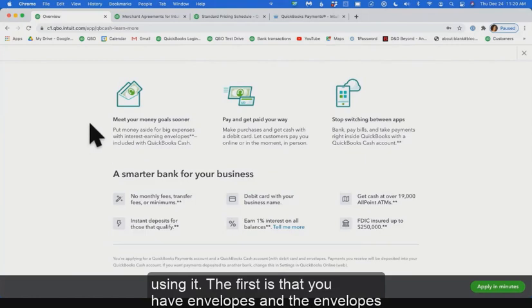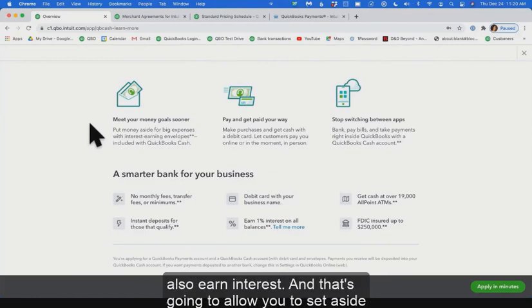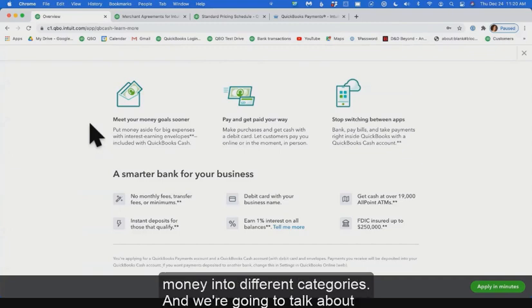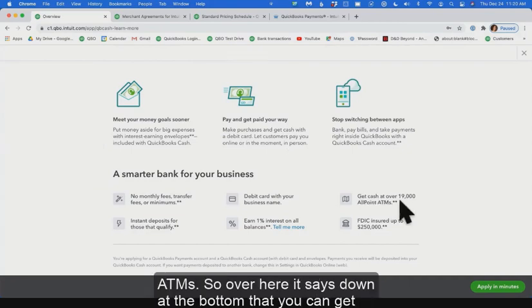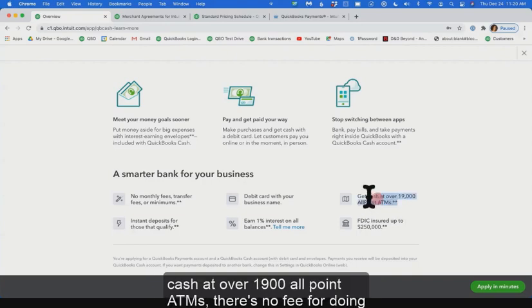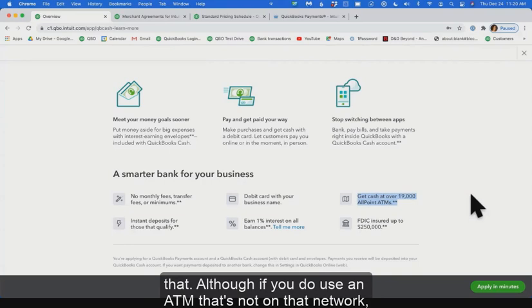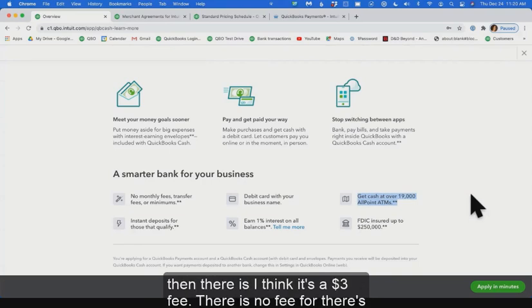The first is that you have envelopes, and the envelopes also earn interest, and that's going to allow you to set aside money into different categories, and we're going to talk about that extensively in a few minutes. You can also use it in ATMs. So over here, it says down at the bottom that you can get cash at over 1,900 all-point ATMs. There's no fee for doing that, although if you do use an ATM that's not on that network, then there is, I think, a $3 fee.